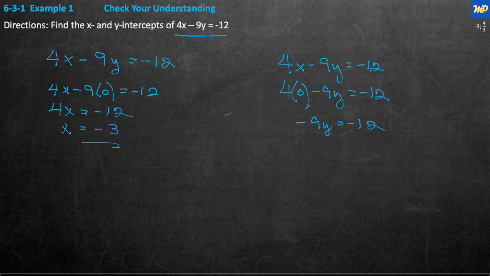So we're going to divide by negative 9 on both sides, and the negatives are going to cancel, right? So we're going to get divide by negative 9 here and divide by negative 9 here. So the negatives will cancel, and we're going to have 12 ninths or 4 thirds. So y is equal to 4 thirds. Okay. So negative 3 is the x-intercept and 4 thirds is the y-intercept.